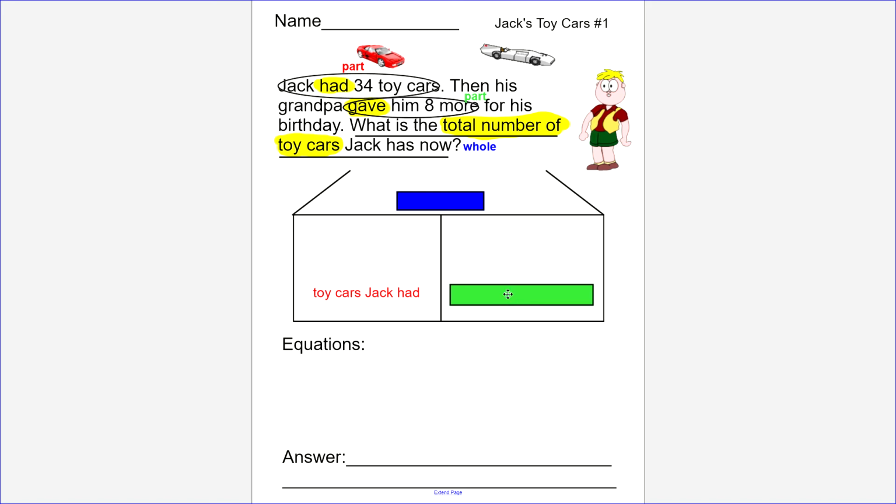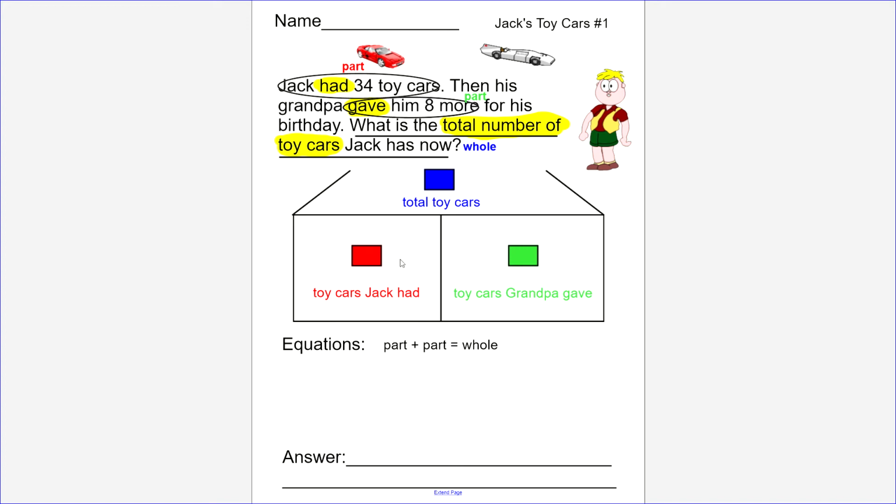Let's think about the other part. The information for the other part is "gave him more." The words I might use to describe this part in my bar diagram would be "toy cars Grandpa gave." And finally, my whole. I need to think about the words I could use to label my whole. The question is asking, what is the total number of toy cars Jack has now? So the label for my whole might be "total toy cars," because I know it's going to be all of the toy cars he has. Now, once I have my bar diagram labeled, then I'm ready to put the numbers and the N for unknown in my bar diagram.